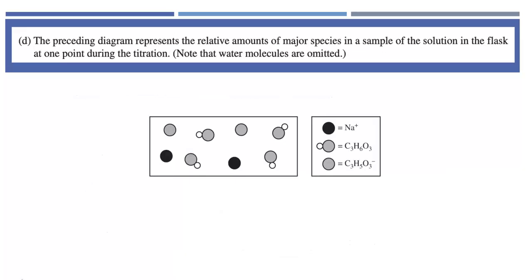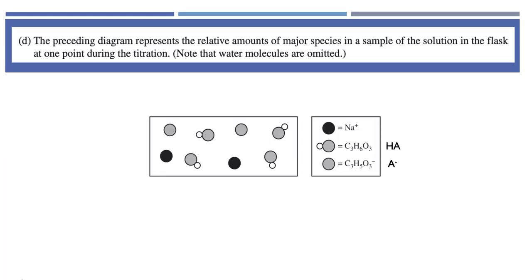The diagram shown here represents the relative amounts of major species in a sample of the solution in the flask at some point during the titration that we just were looking at the pH curve for. The water molecules have been omitted for clarity. All right, so looking at this, we do have a key. We might want to label it a little bit more just to make it easier to keep track of everything. The lactic acid, we can call it HA. It's a weak acid. It's a monoprotic weak acid. And its conjugate base, the lactate ion, we could call A-.